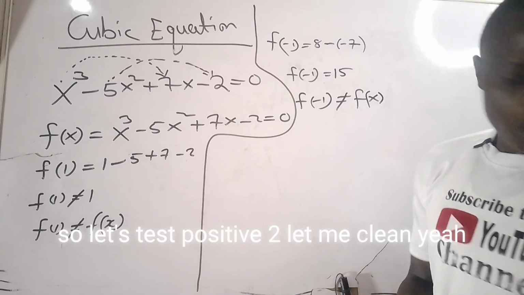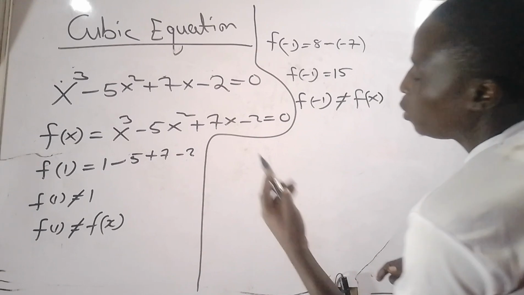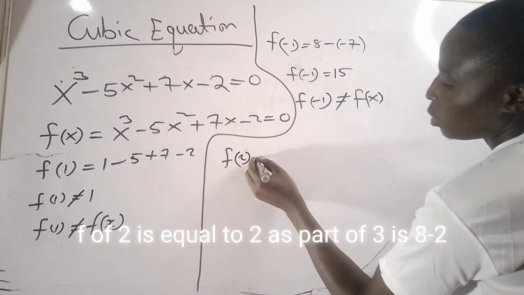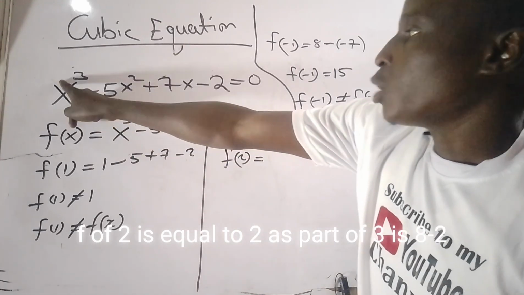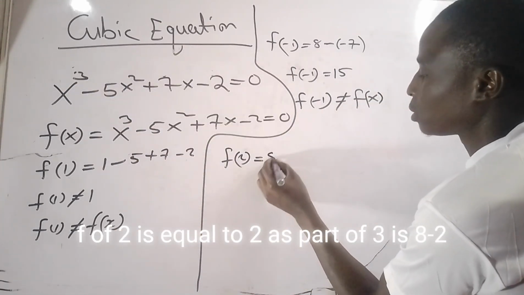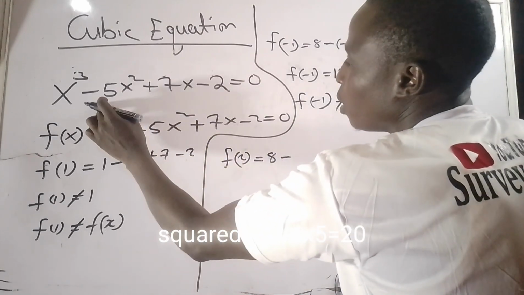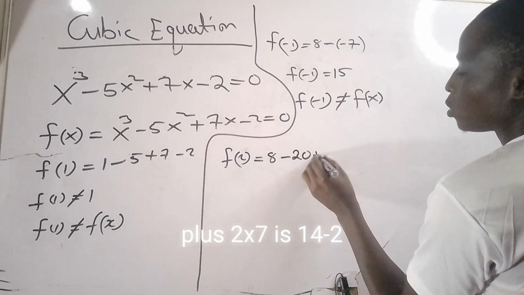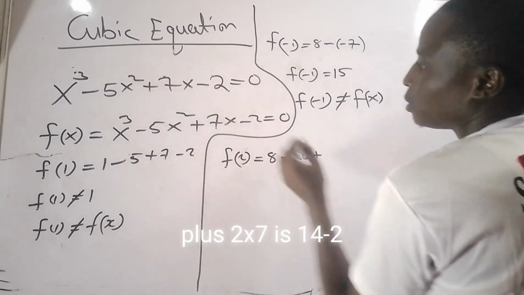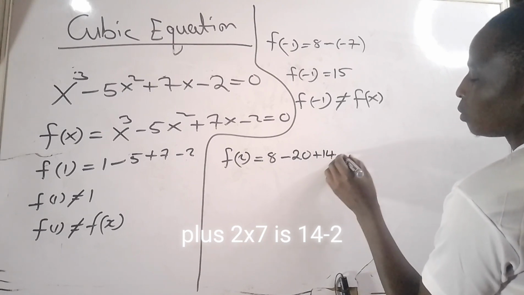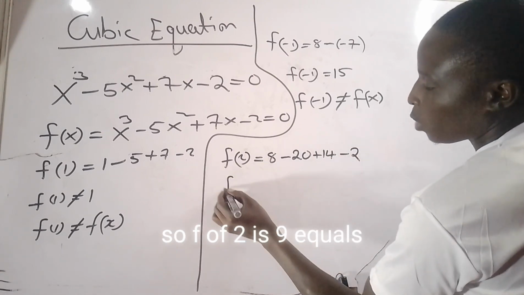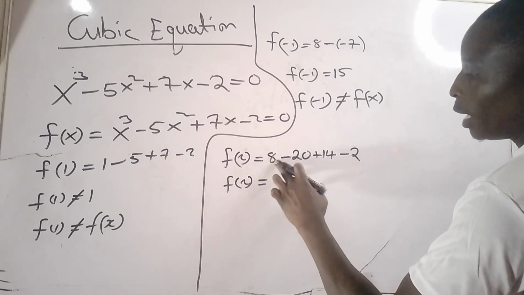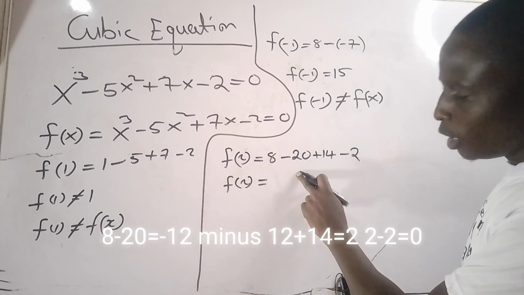So let's test positive 2. So when we test f of 2, it is equal to 2 raised to the power of 3, which is 8, minus 2 squared, which is 4, 4 times 5 is 20, plus 2 times 7 is 14, minus 2. So f of 2 is now equal to 8 minus 20, which is minus 12.